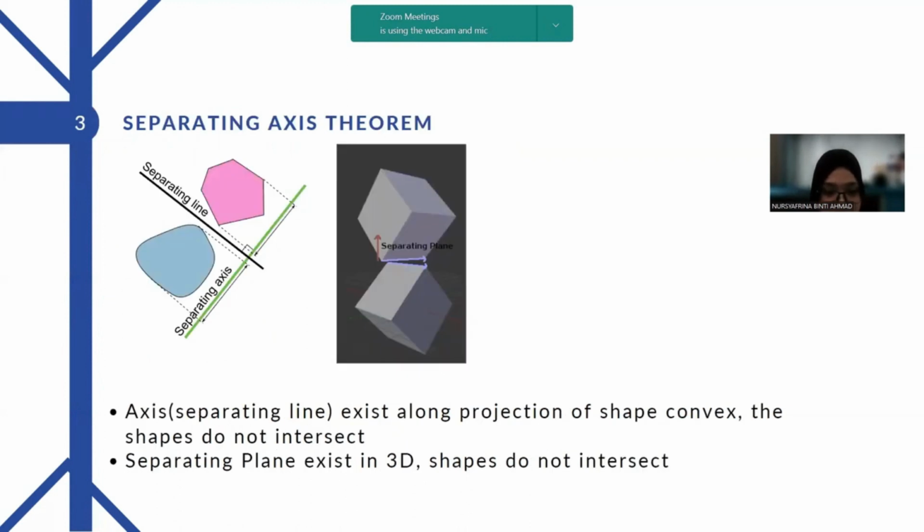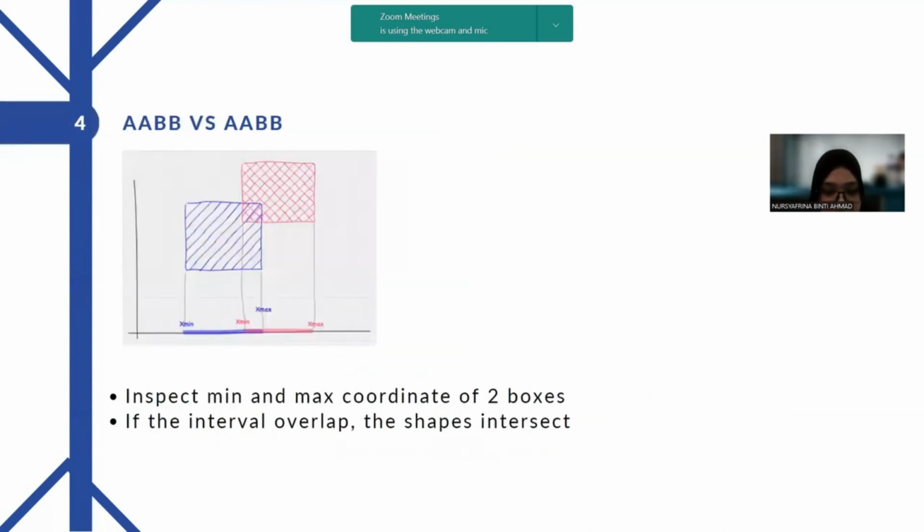Next is the separating theorem. If a separating line is successfully formed between two shapes, it means that the shapes do not intersect with each other. Next is AABB versus AABB. You can apply the separating axis theorem by inspecting the minimum and maximum coordinates. If they overlap, the shapes intersect with each other.